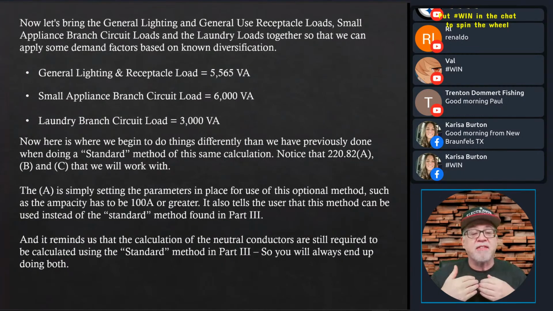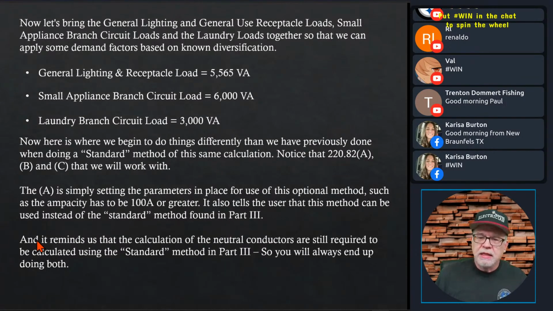A is what sets the tone. 220.82 lets you know that you can use this optional method and how it's to be applied. Fair enough? Okay. Now, it reminds us again that you can use the standard method. So you get the option to use both, but for the optional, it's got to be at least 100 amps to be able to use it.